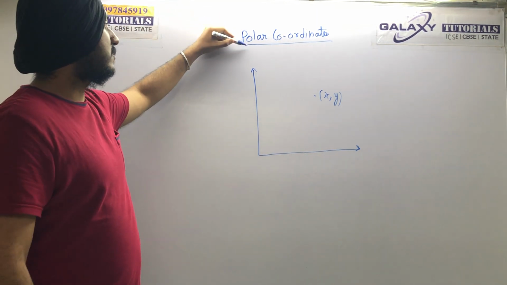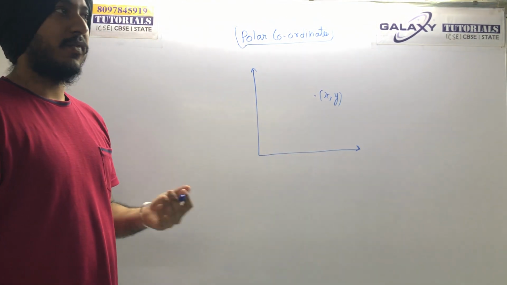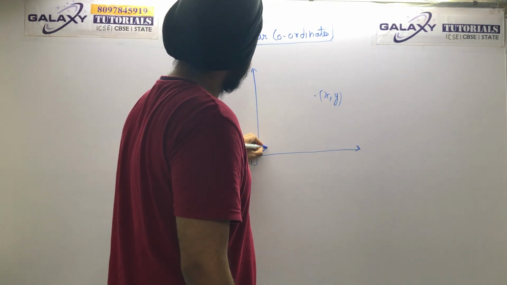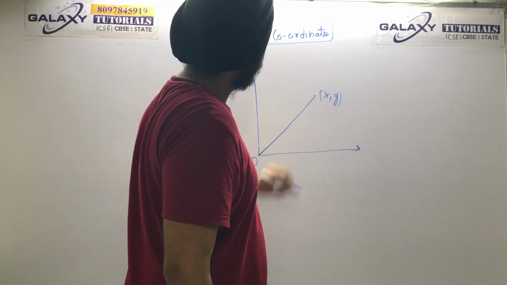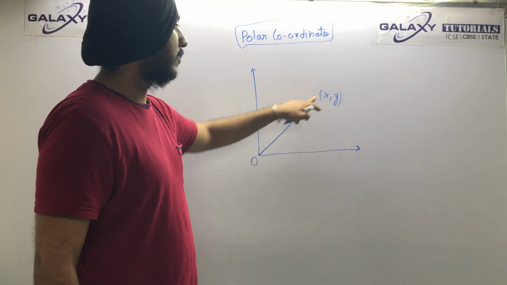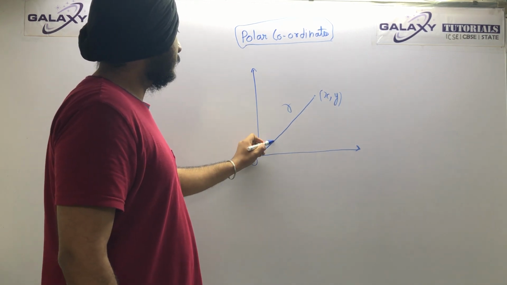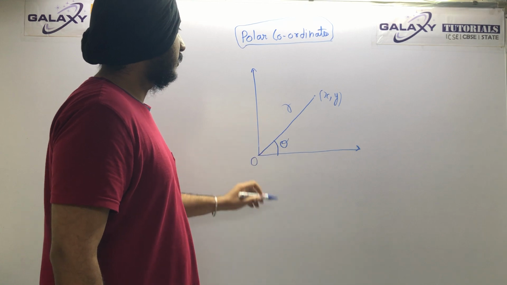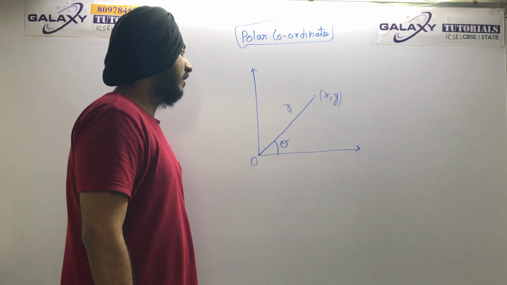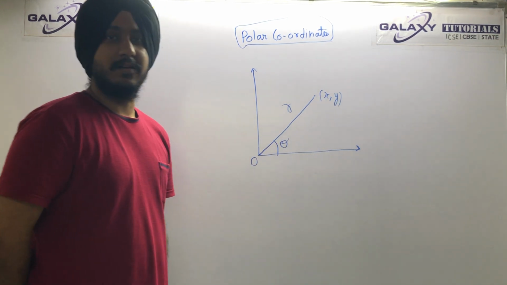Now there is another very important thing in trigonometry, that is polar coordinates. To find the polar coordinates of a point, you will basically join that point to the origin, and you will assume this distance to be r, and you will assume this angle to be theta. So basically you will find the values of x and y in terms of r and theta.